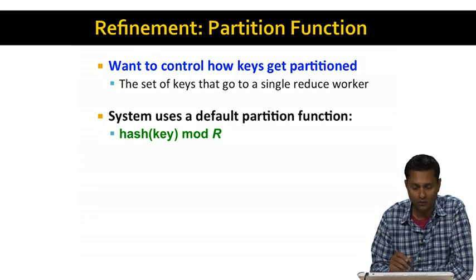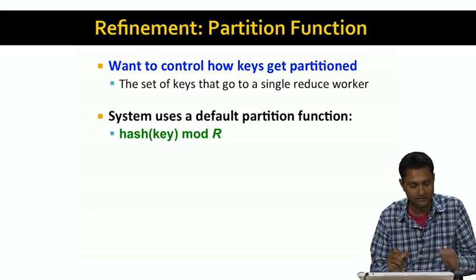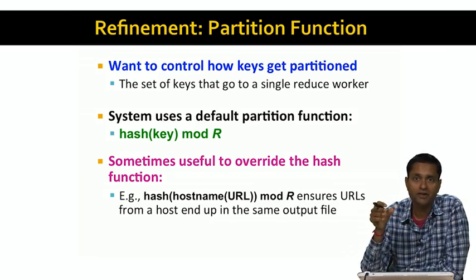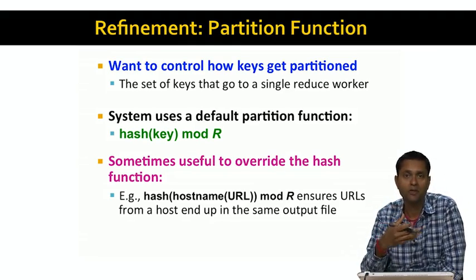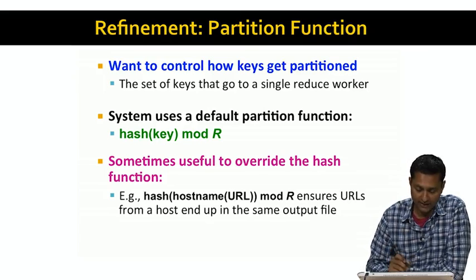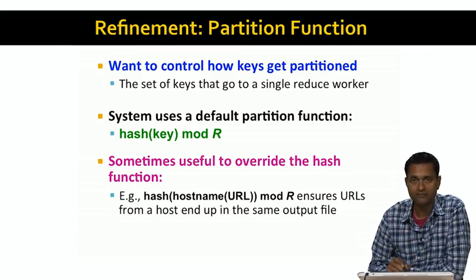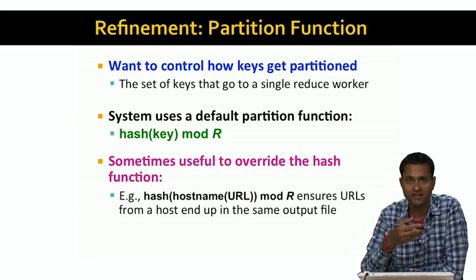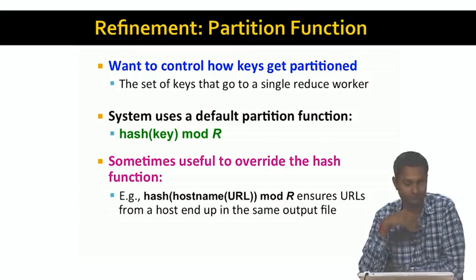Now, sometimes you may want to override this partition function with a custom partition function. For example, we might want to ensure that all the URLs from a given host, let's say, end up in the same output file and are therefore sent to the same reducer. So instead of hashing by key, you might want to hash by the host name of the URL. And the MapReduce framework allows you to specify a custom partition function that can do things like this.